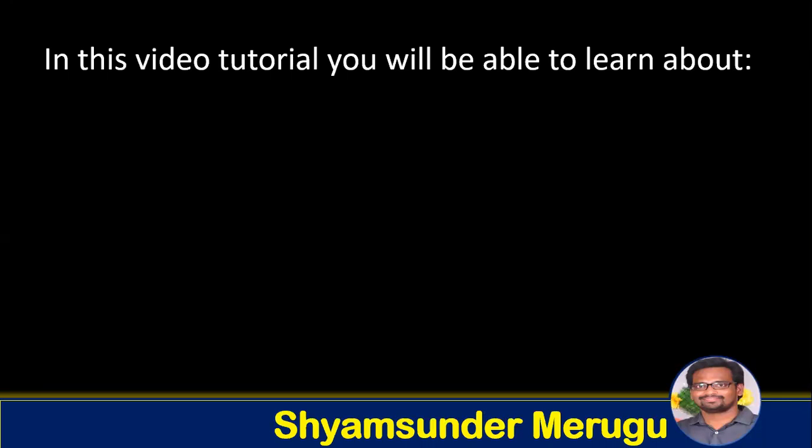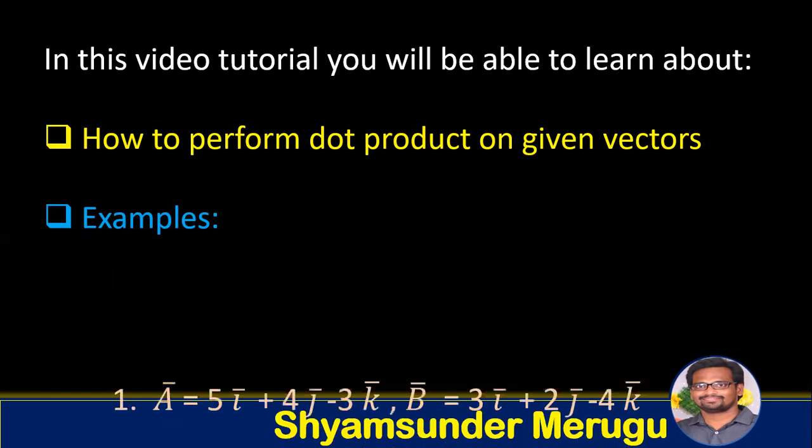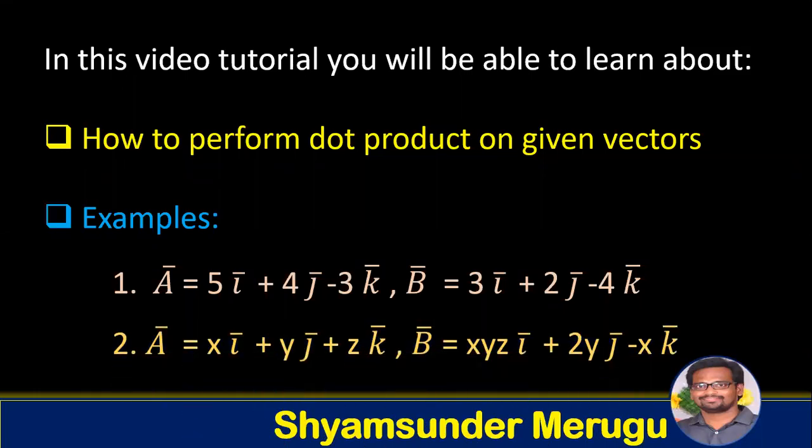In this video tutorial, you will be able to learn about how to perform dot product on given vectors. And the examples that we are going to consider in this video tutorial are: first one, a vector a bar is given as 5i plus 4j minus 3k, and another b vector is given 3i plus 2j minus 4k. The second example is the given vector a bar is xi bar plus yj bar plus zk bar, and the vector b is xyz I bar plus 2yj bar minus xk bar.